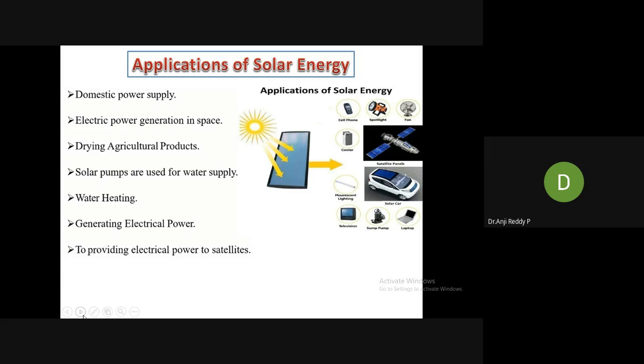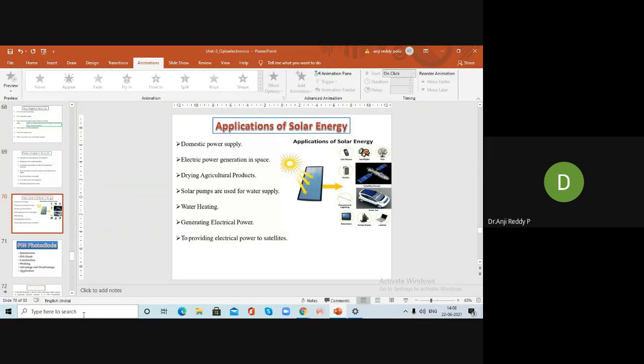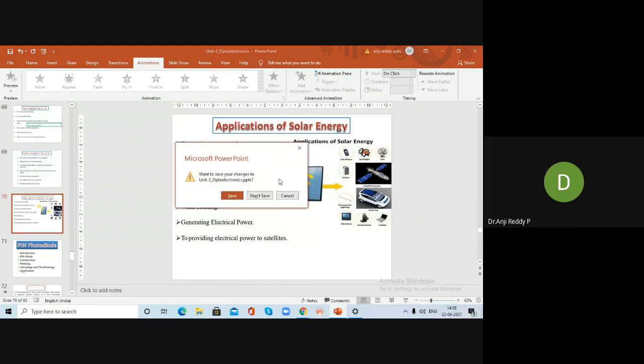Do you have doubts on this? Any doubt in solar cell? No, sir. Okay, no doubts. No, sir. Right.